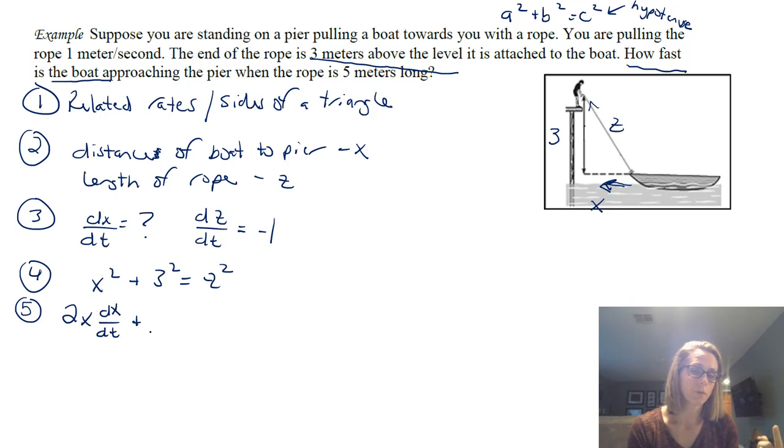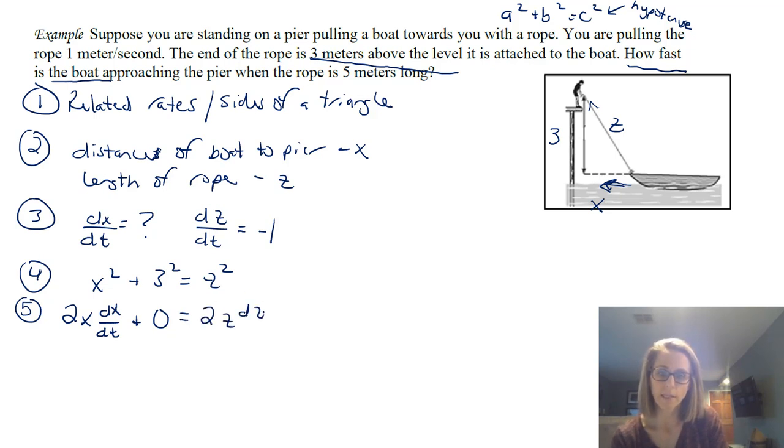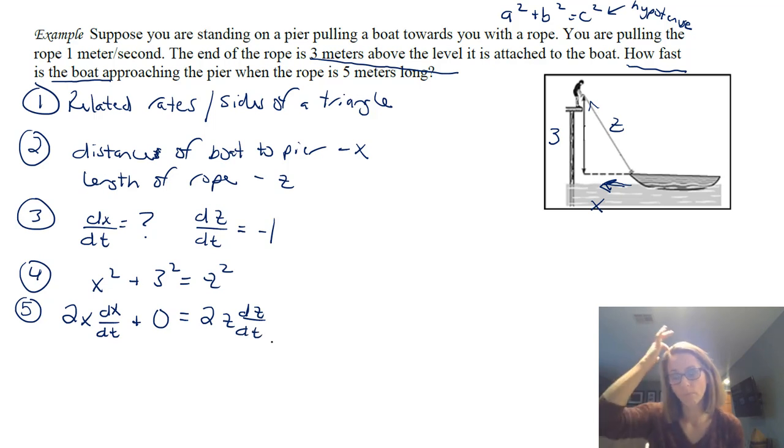Now, we saw this back in the first video. When we take the derivative of 3 squared, remember 3 squared is just 9. We don't need to write that out. You could have written 9 there, that's fine. No matter what, you want to recognize that the derivative of that is 0. And then we have 2z dz/dt.